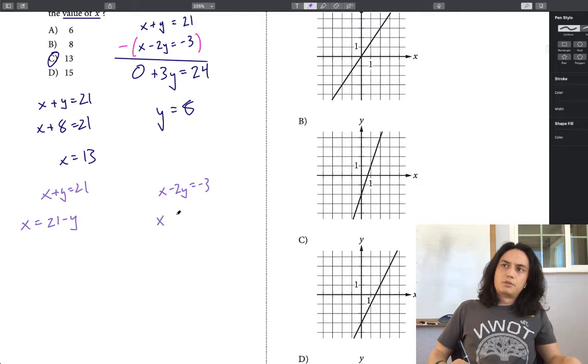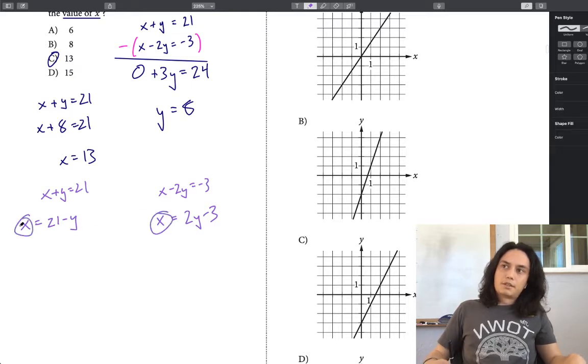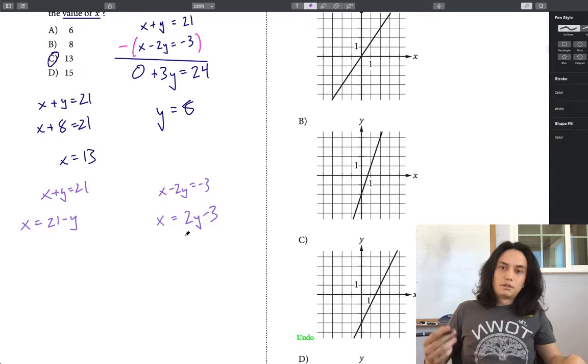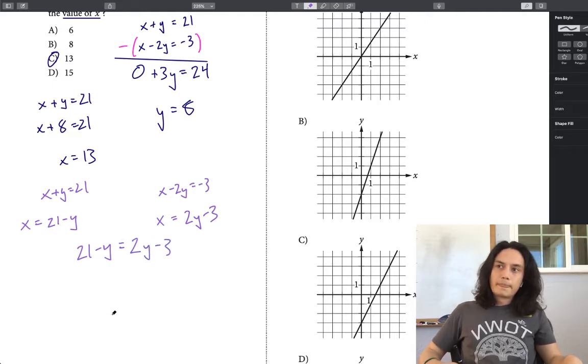We're going to move this negative 2y over. So it's x equals, this is going to be a positive 2y minus 2y, and plus 2y to both sides. This is 2y minus 3. Now we've got x alone on both sides, so we can just set both of these equations equal to each other because this x is the same as this x, at least in our solution. So it's 21 minus y equals 2y minus 3.